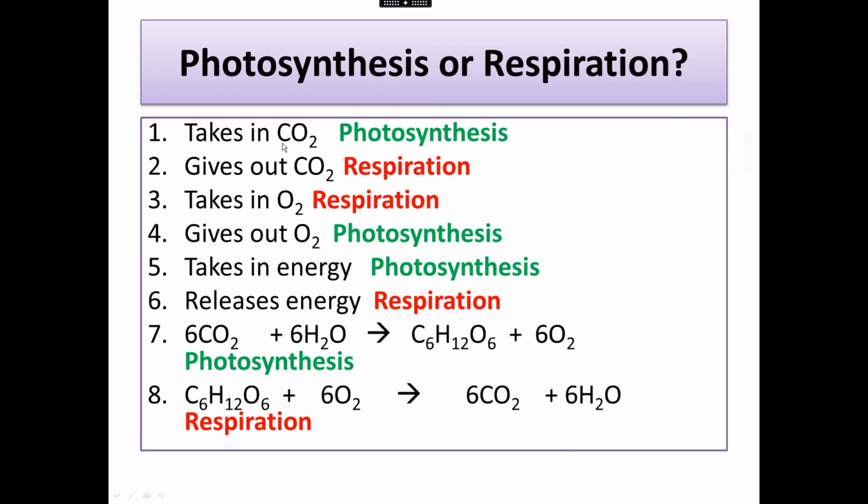Takes in carbon dioxide, photosynthesis does that. Gives out carbon dioxide, that's respiration. Respiration takes in oxygen. Photosynthesis is the one that gives out oxygen. Photosynthesis takes in energy from the sun. Respiration releases energy from sugar. And number 7 is the simple equation for photosynthesis: carbon dioxide plus water makes glucose plus oxygen. Number 8 is the simple equation for respiration: glucose plus oxygen makes carbon dioxide plus water.